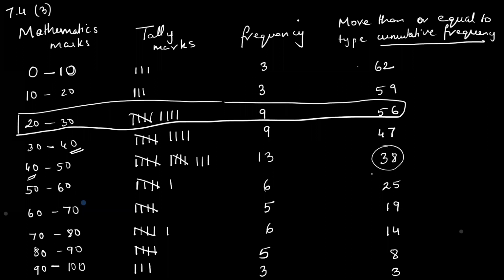How many students obtained marks 90 or above 90? Okay. 90 or above 90 would be the last one. So can you tell me how many students have scored? 3. Correct. Third one.